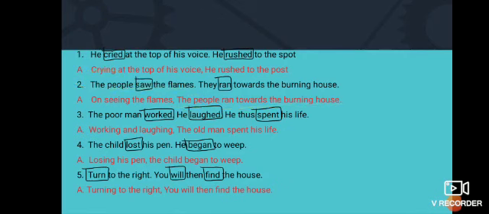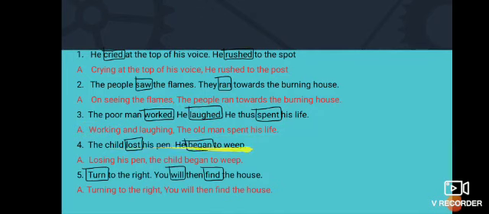Number 3, "the poor man worked, he laughed, he thus spent his life." Again, children, you will have three verbs. Worked, laughed, spent. In this, I'll change "work" to "working", "laugh" to "laughing", and this I'll keep as it is. Because this "he" and "he" is used for the poor man only. So for first and second I'll cut, but instead of this "he", I'll use "the poor man". So it's "working and laughing, the poor man spent his life."